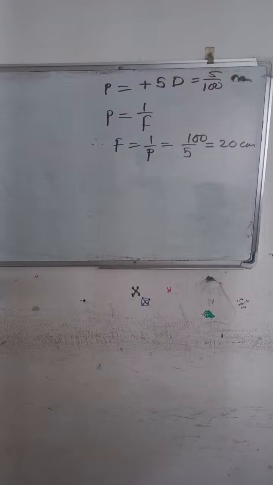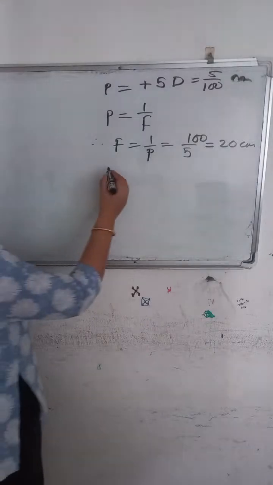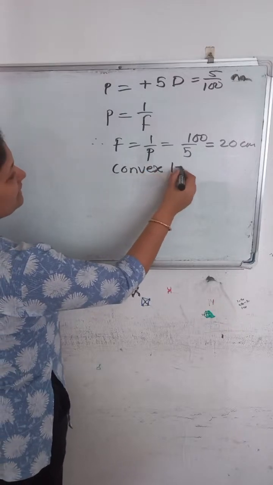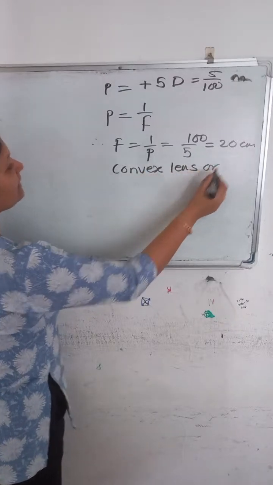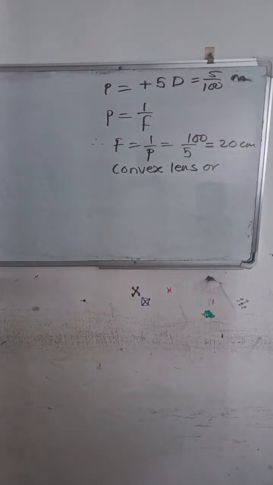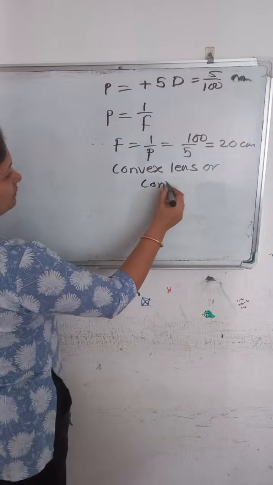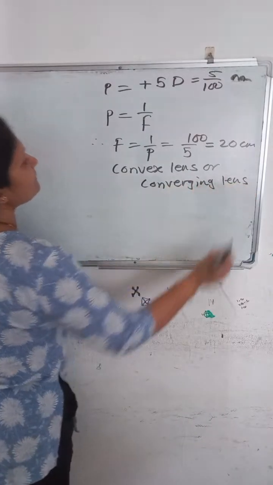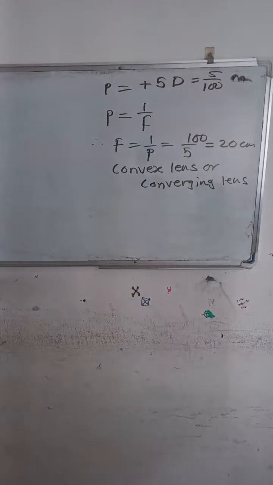Focal length is positive, as power is also given positive. Then nature is nothing but what? We are having convex lens, or we can say that it is nothing but what? The converging lens. Can you get this? So now one part of this question is over.